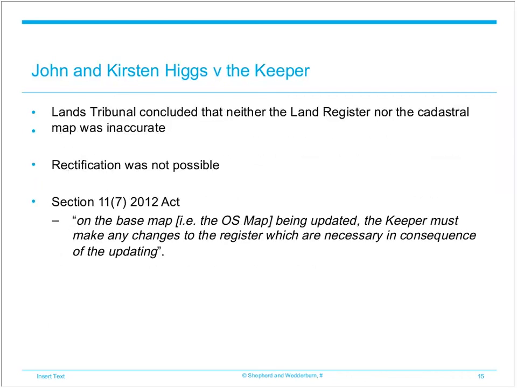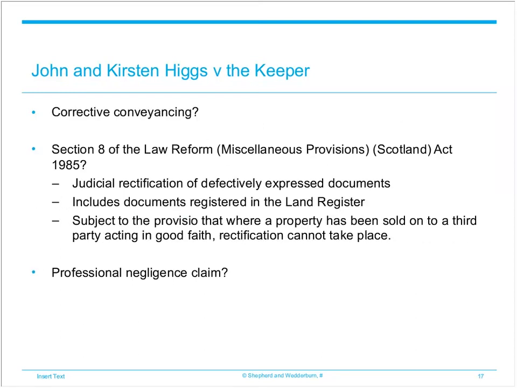So where does that leave the Higgs then? Rectification wasn't possible. What other options might have been available to them? One option was corrective conveyancing, but that obviously relies on the cooperation of the owners on the land register, Mr. and Mrs. Harris, who, as we understand it, weren't very cooperative.